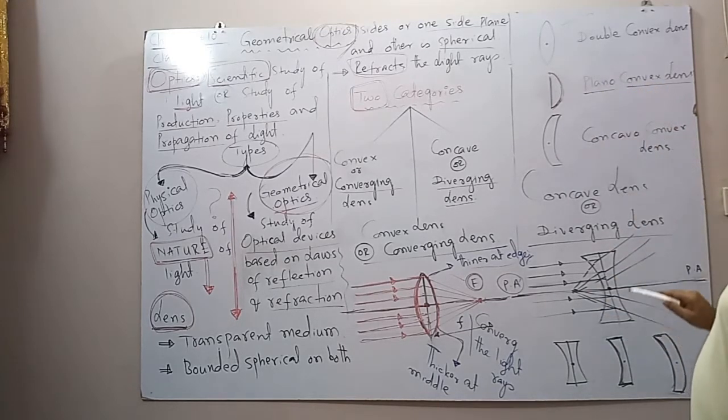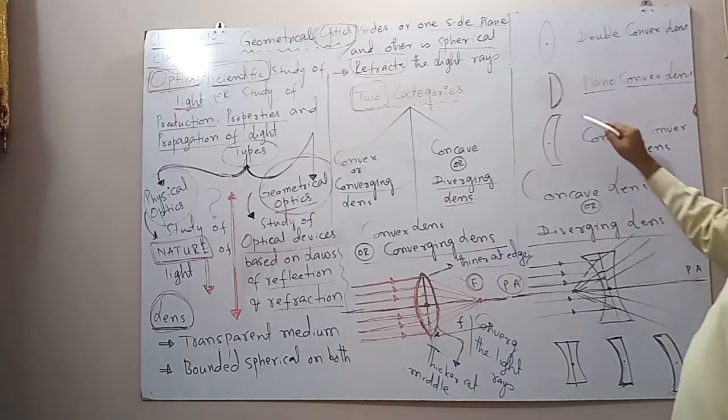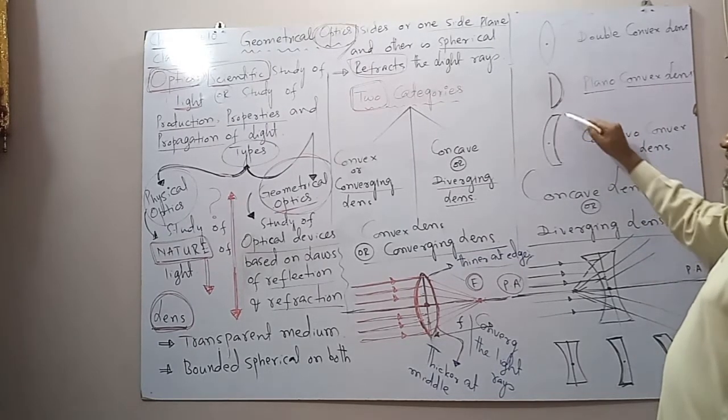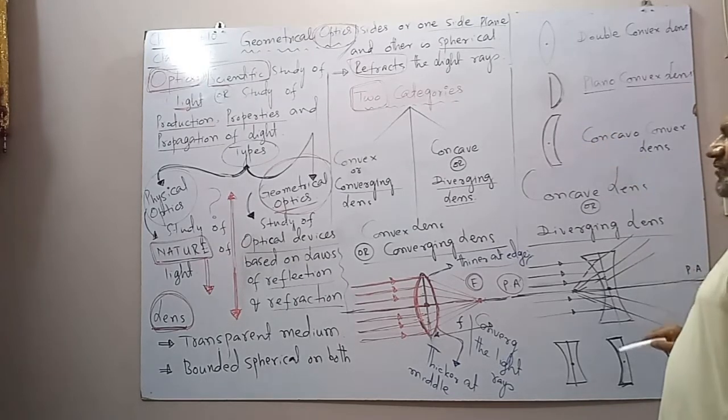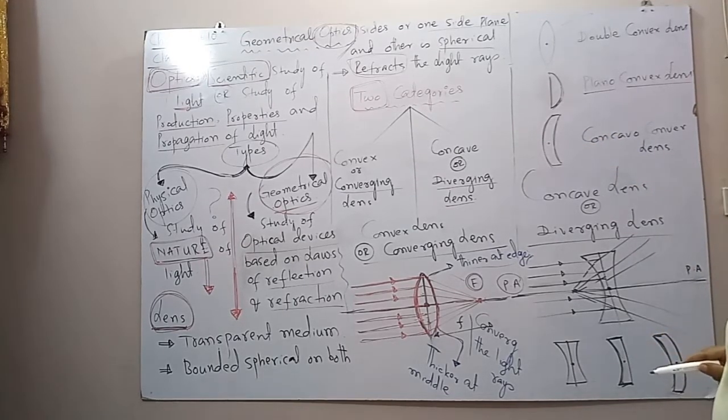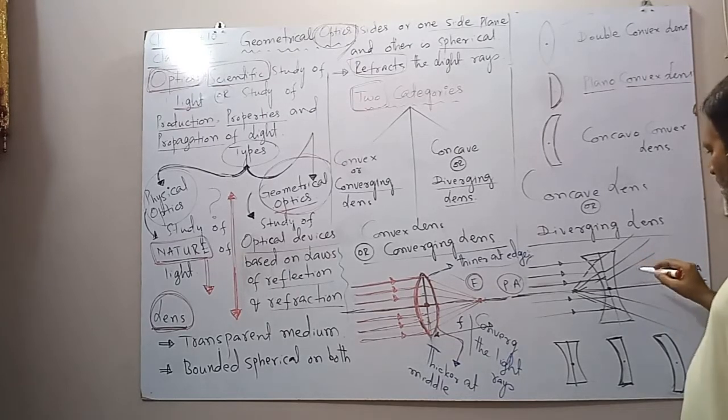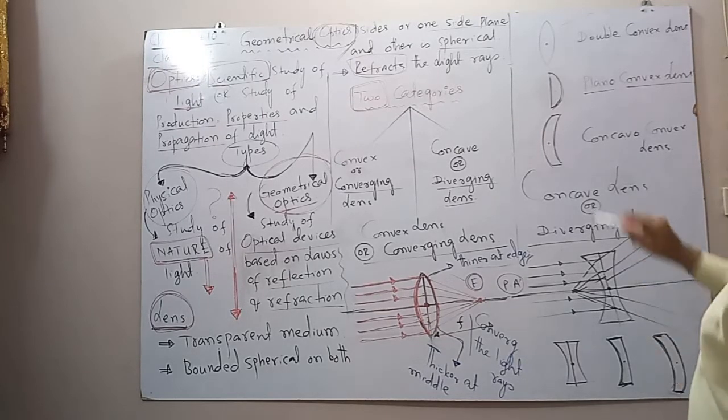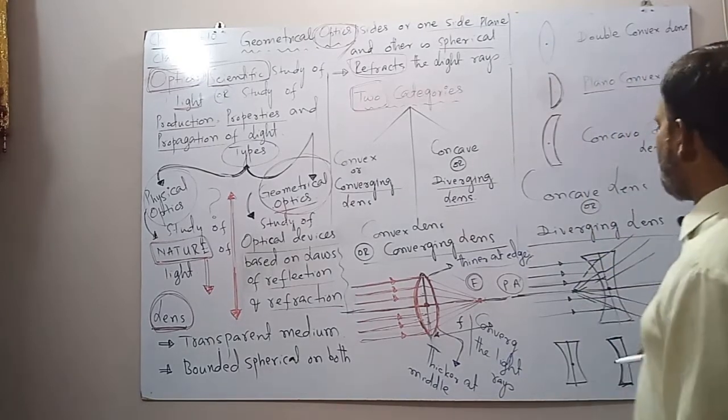And another is the concavo-convex lens. One side is concave and the other side is convex, therefore it is known as a concavo-convex lens. So there are three different types of convex lens.